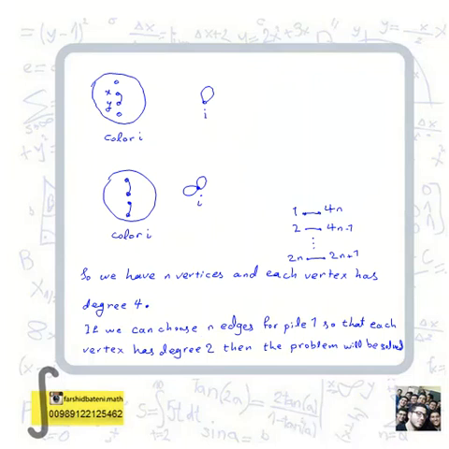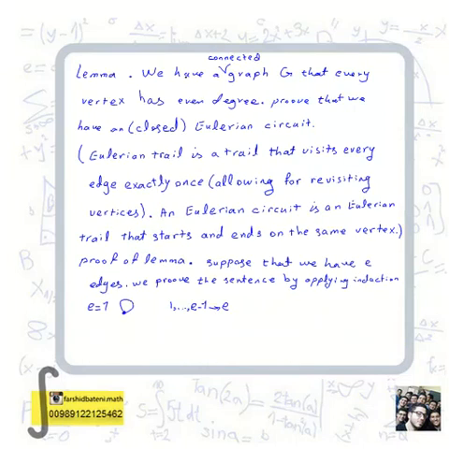At first, let's consider this lemma. We have a connected graph G in which every vertex has even degree. Prove that we have an Eulerian circuit. What is an Eulerian circuit? An Eulerian trail is a trail that visits every edge exactly once, allowing for revisiting vertices. An Eulerian circuit is an Eulerian trail that starts and ends on the same vertex. At the end, we will prove this lemma.